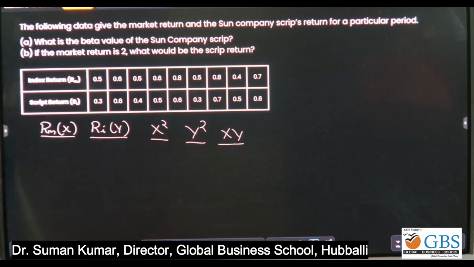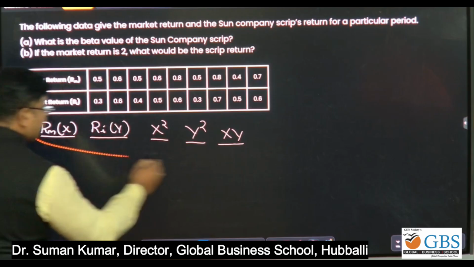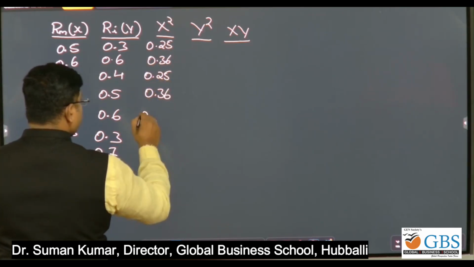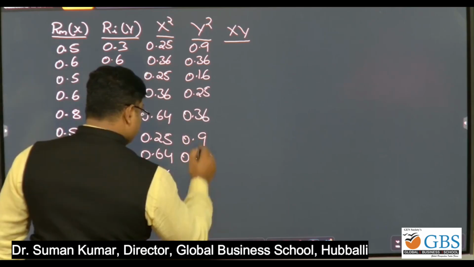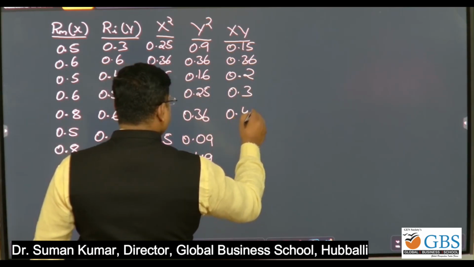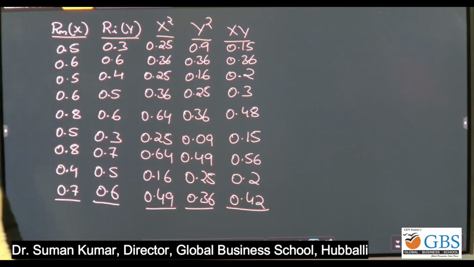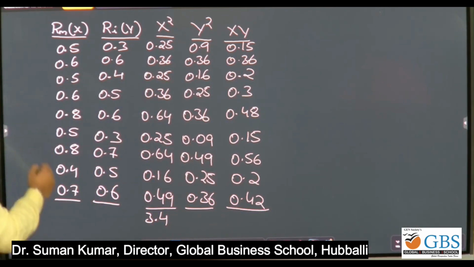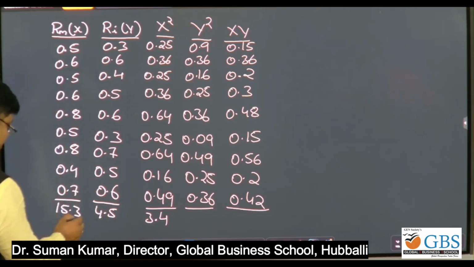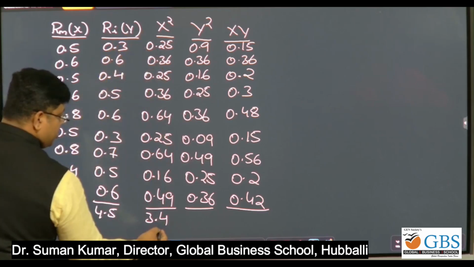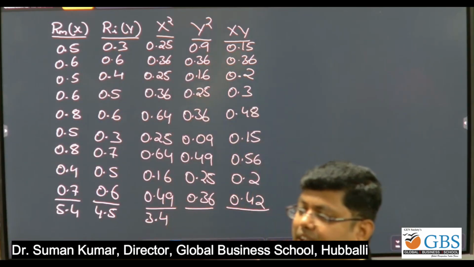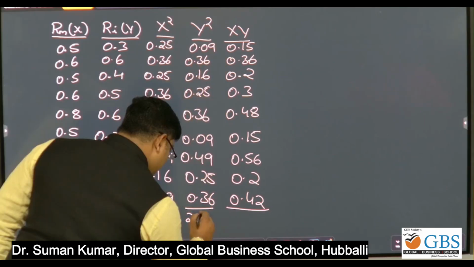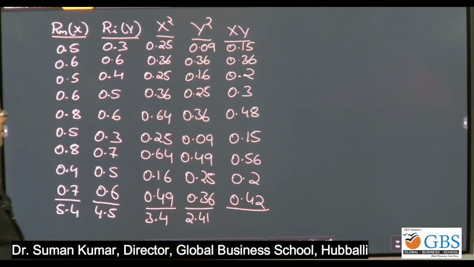Yeah, please. I'll take up the next slide. Kindly check and tell me the total of all the columns. 2.41? 2.82.